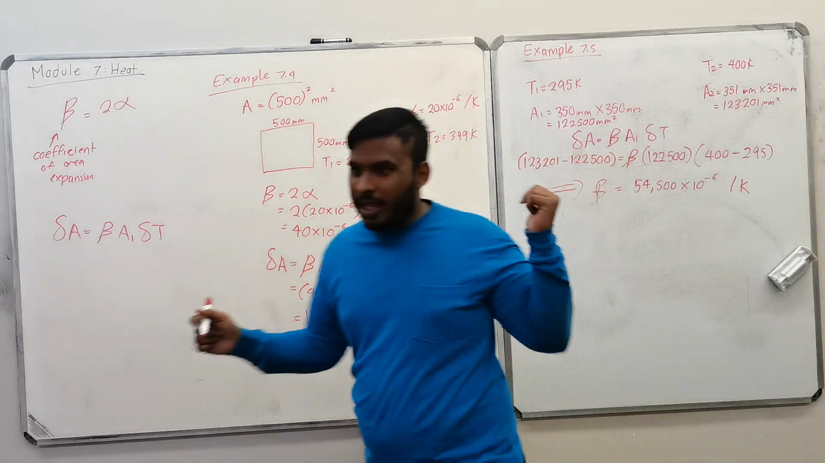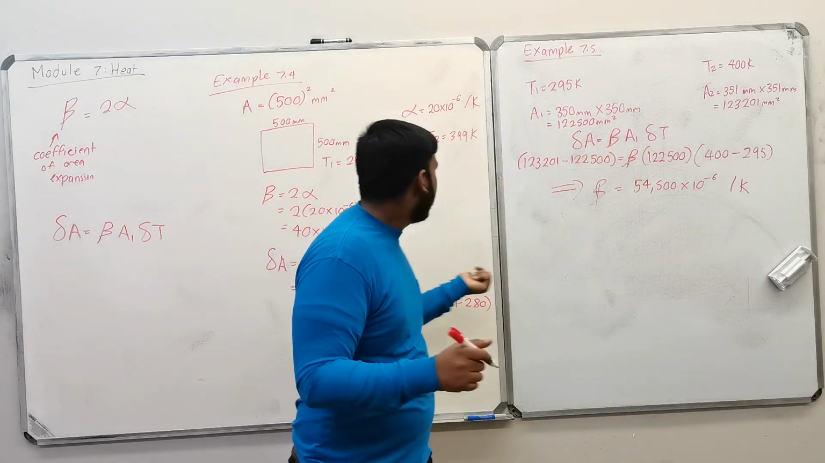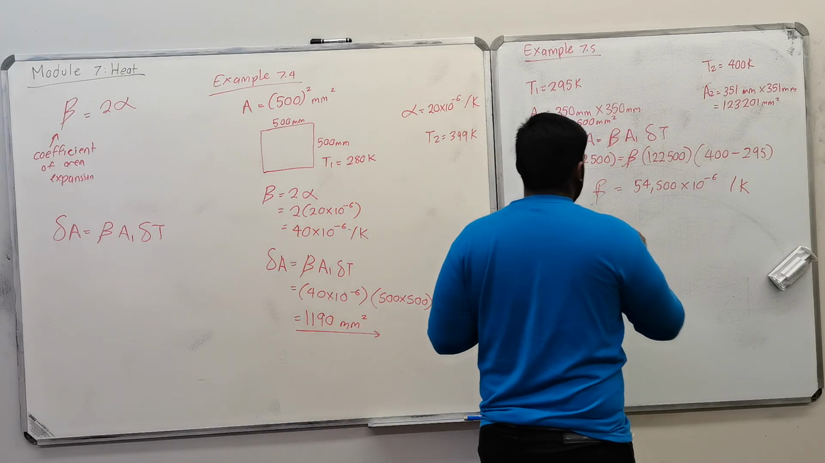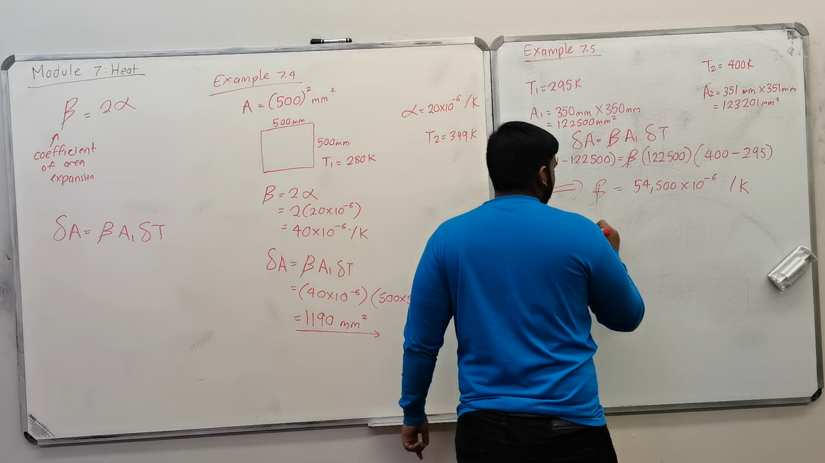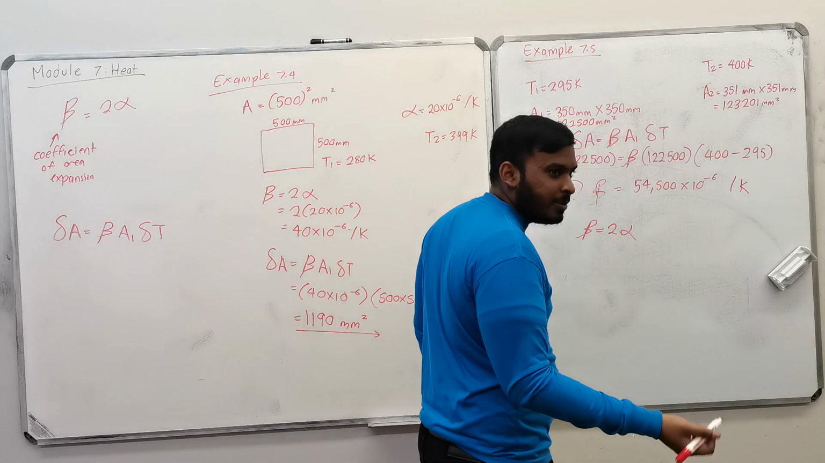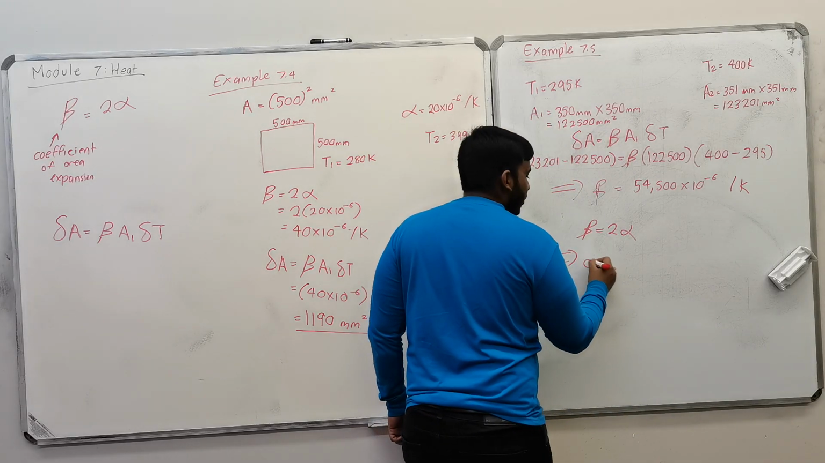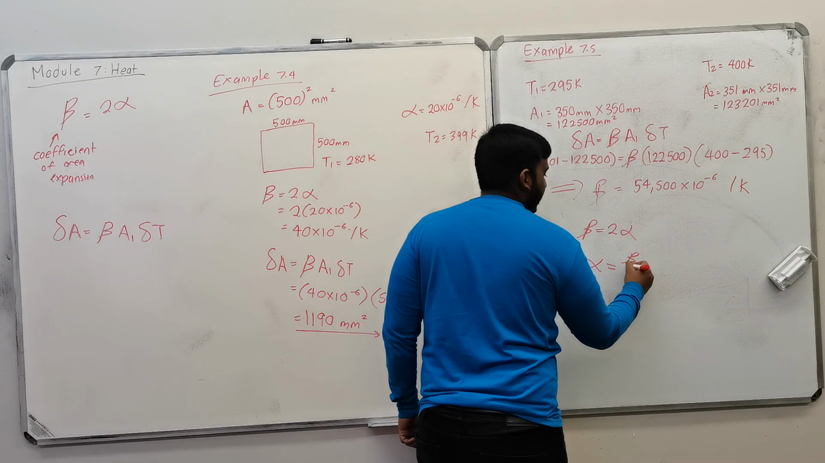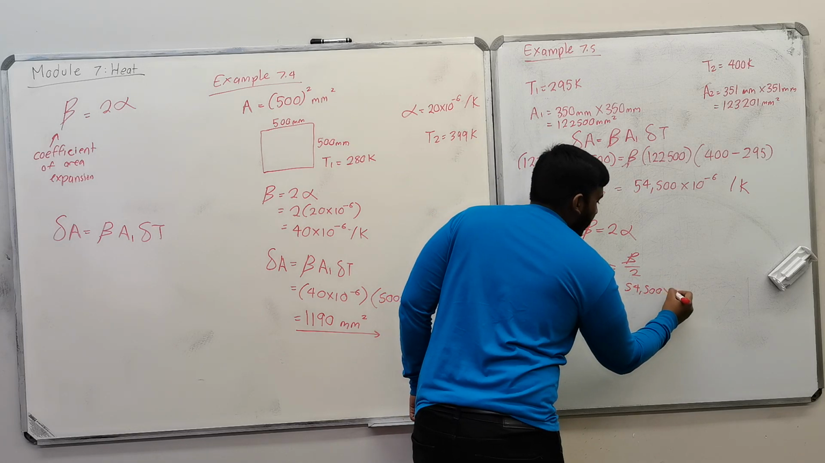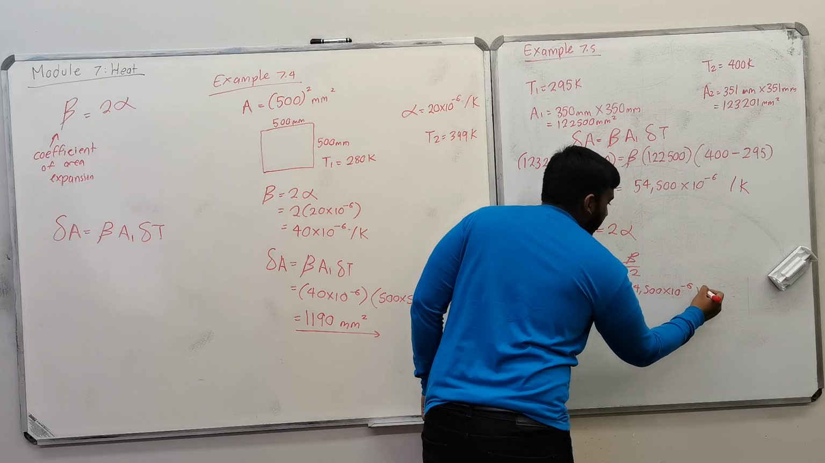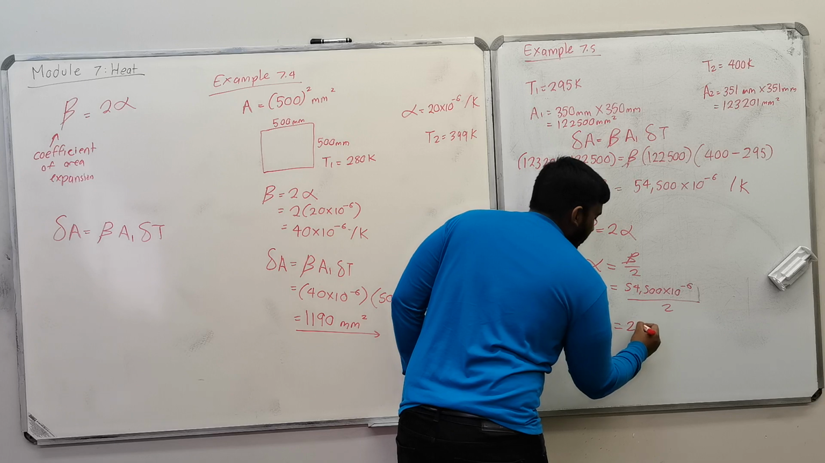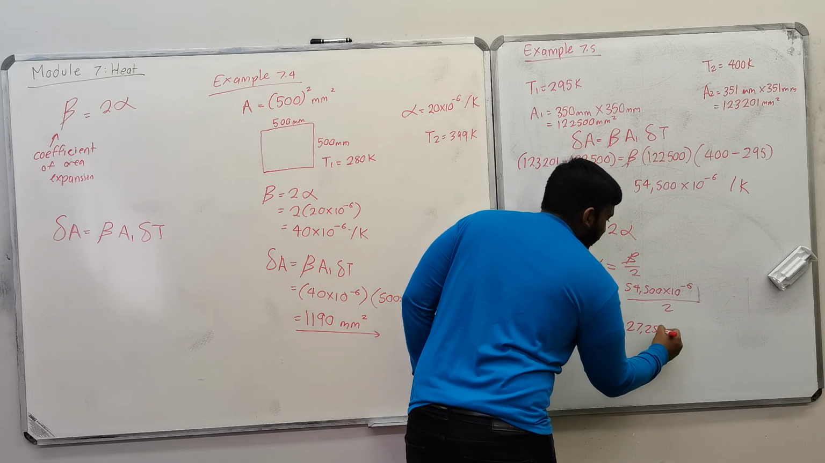Right? Now that we worked out that, what can we do with it? We can put it back in that equation, right? So coefficient of area expansion is equal to 2 times linear expansion, right? So your linear expansion is equal to that divided by 2, which is 54.500 times 10 to the minus 6 divided by 2, which is 27.255.